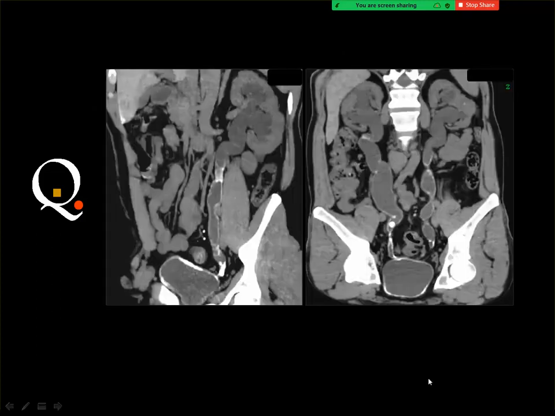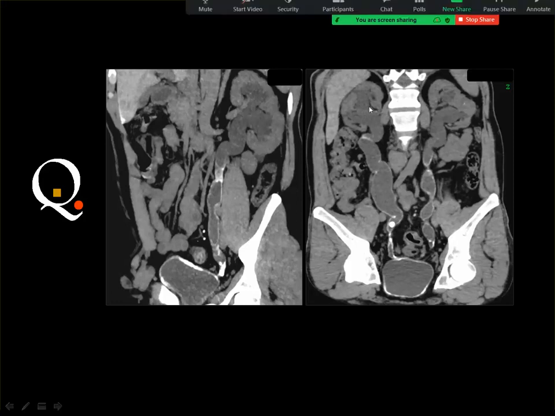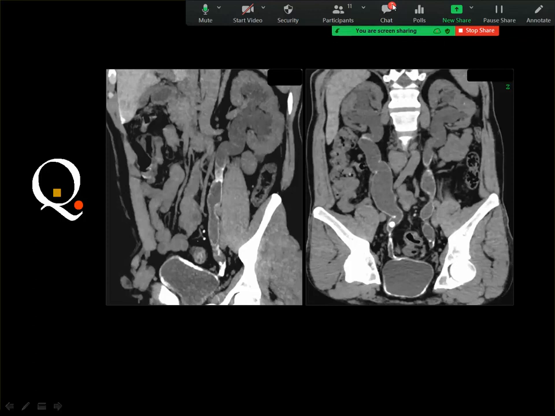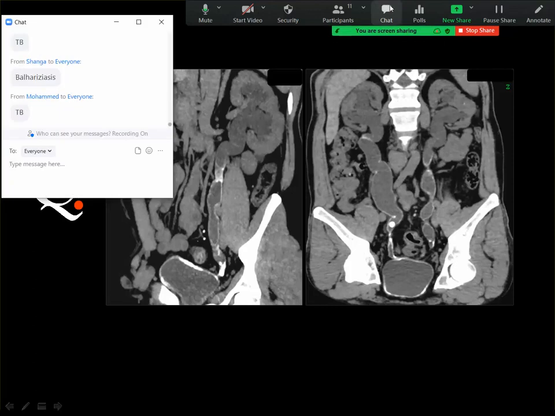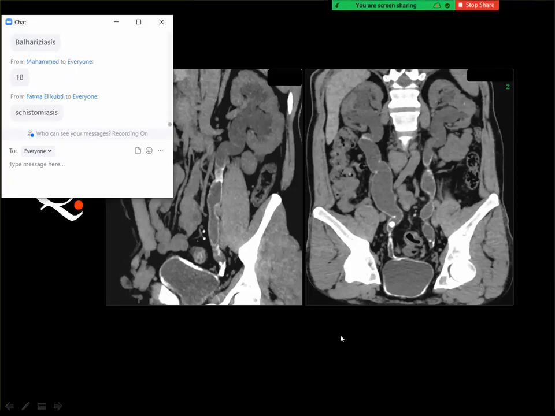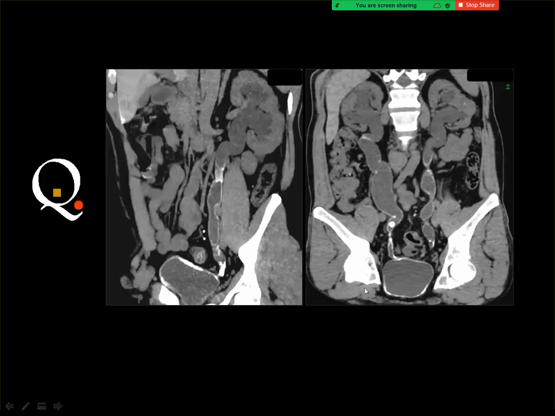And next case, you have some calcium in the urinary bladder and also calcification and strictures along the ureters on both sides with consequent dilatation of the collecting systems. This is classic for bilharziasis. In order to diagnose TB, you should see parenchymal renal calcification.